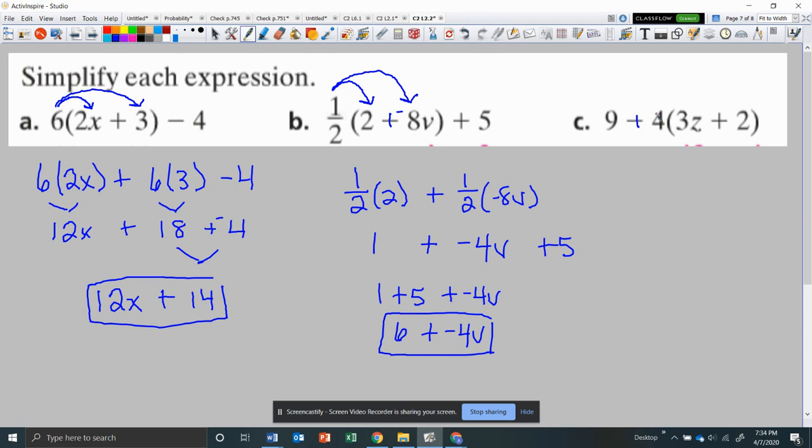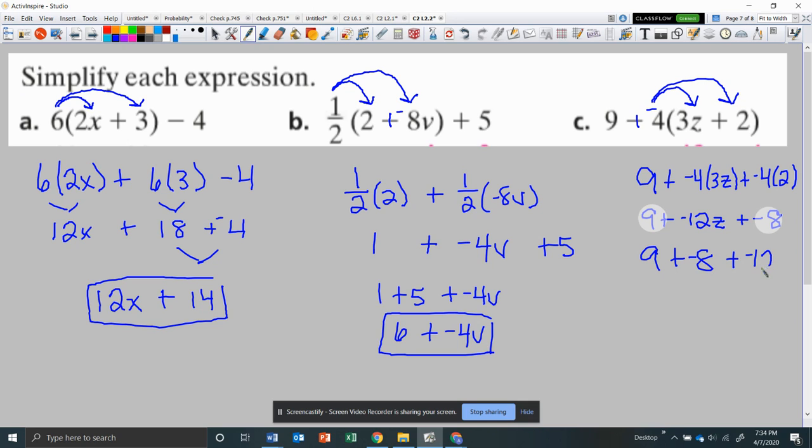Okay, here I'm going to make this into plus a negative 4, and then I'm going to distribute so that I can get rid of the parentheses. So I'm going to have 9 plus negative 4 times 3z plus negative 4 times 2. So I've got 9 plus negative 12z plus negative 8. Now I'm going to move these things together because I should see that I can combine negative 8 and 9. So I'm going to move those next to each other. I can do that because addition is commutative, and I get 1 plus negative 12z.